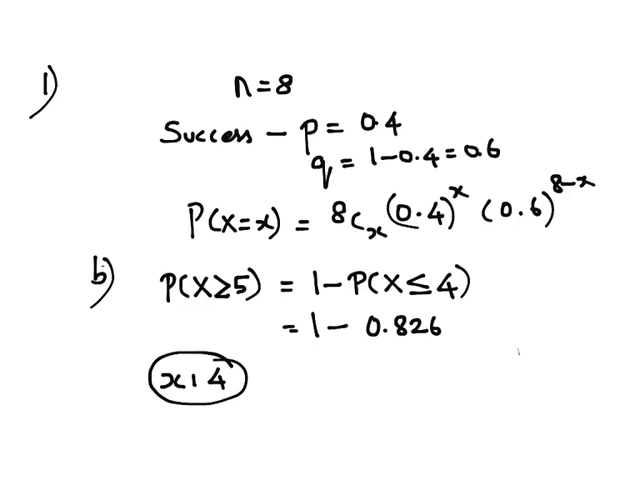Right? So you subtract it from 1 and you get the answer. So basically this is nothing but 0.174. So very simple. Now let us look at the third subdivision.